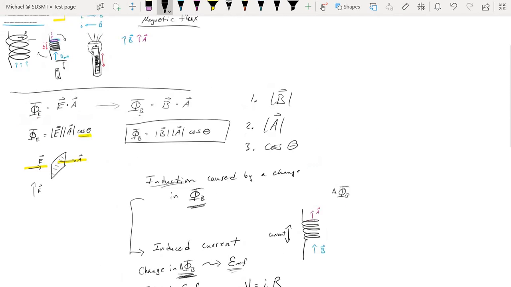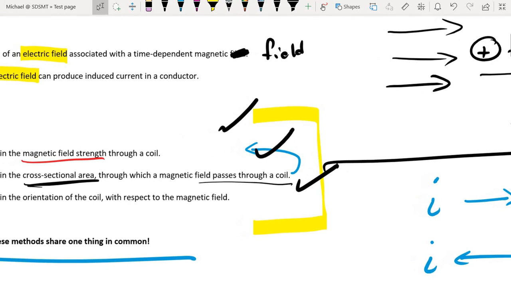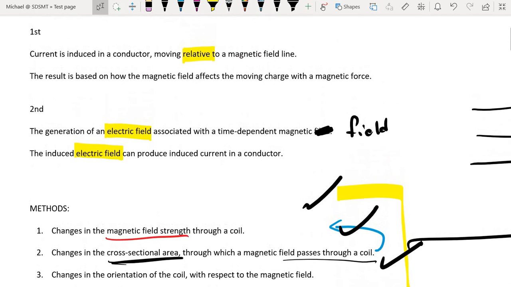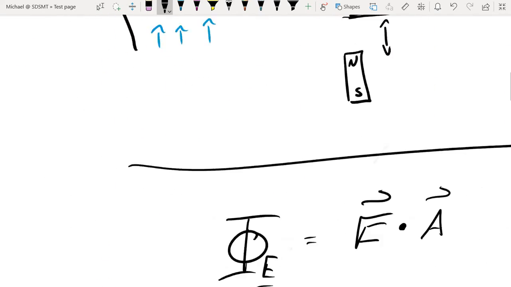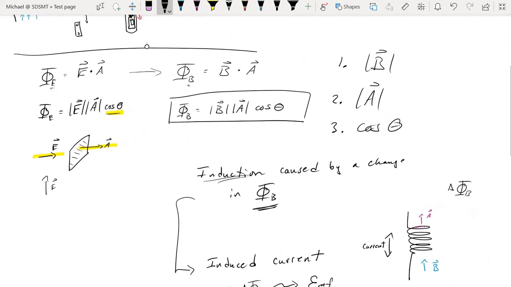Mainly because in our definition for electromagnetic induction, one of the first things that shows up is that we're going to be looking at the changes in magnetic fields with respect to time. And anything that changes can be measured with respect to time. So we'll stick with a time-dependent change in our magnetic flux.